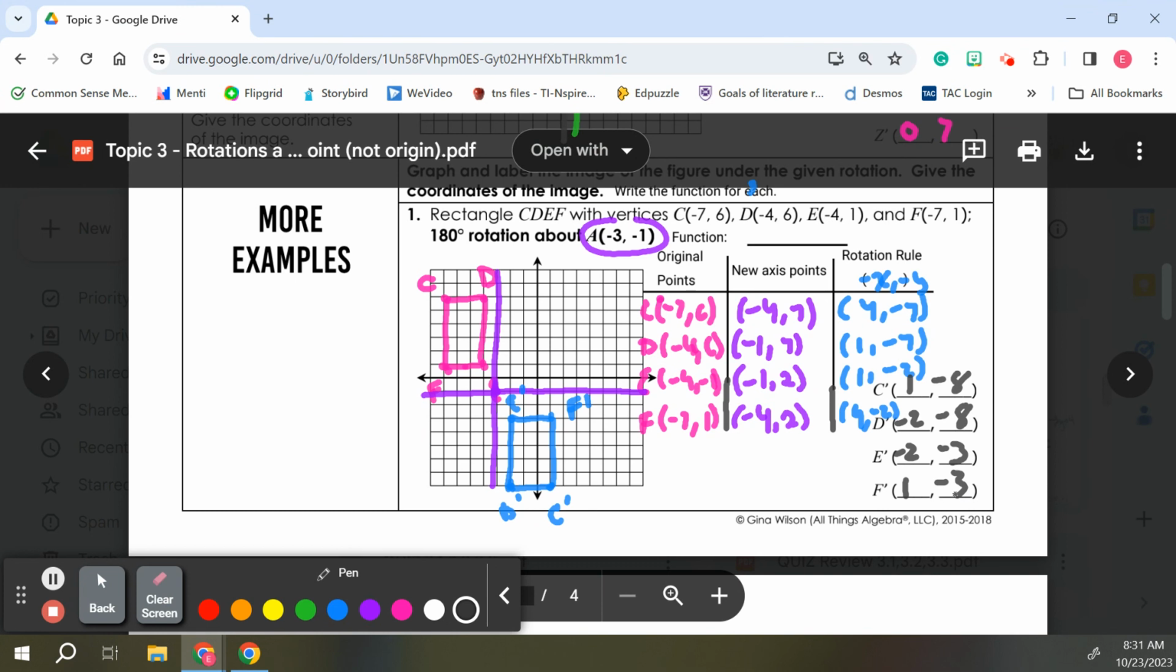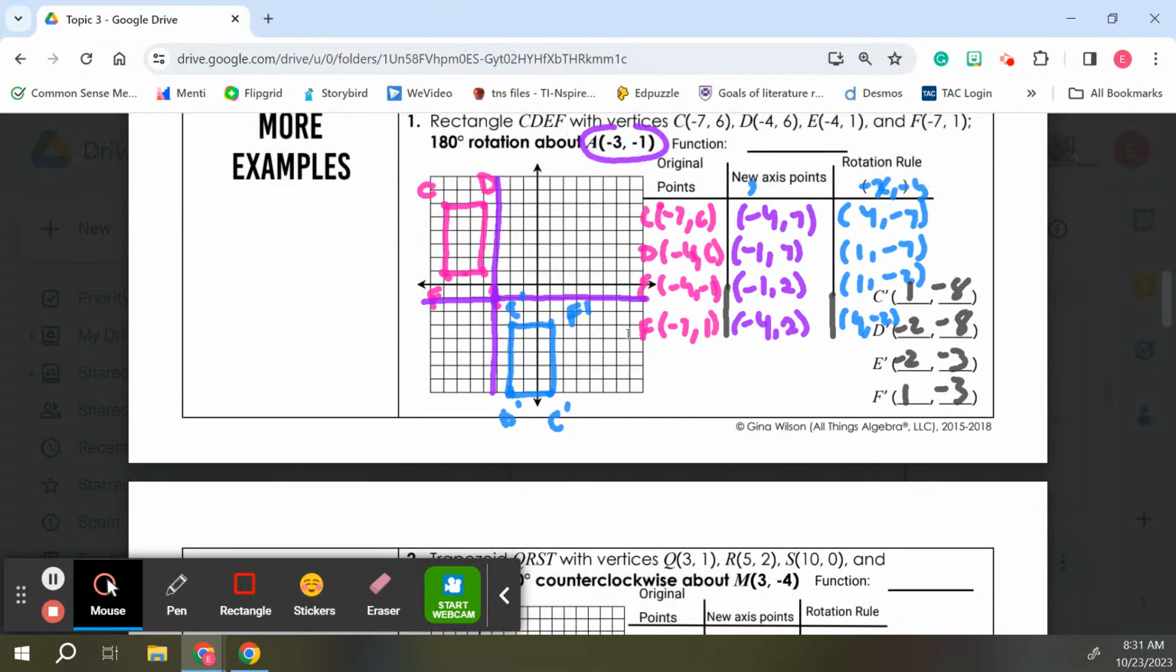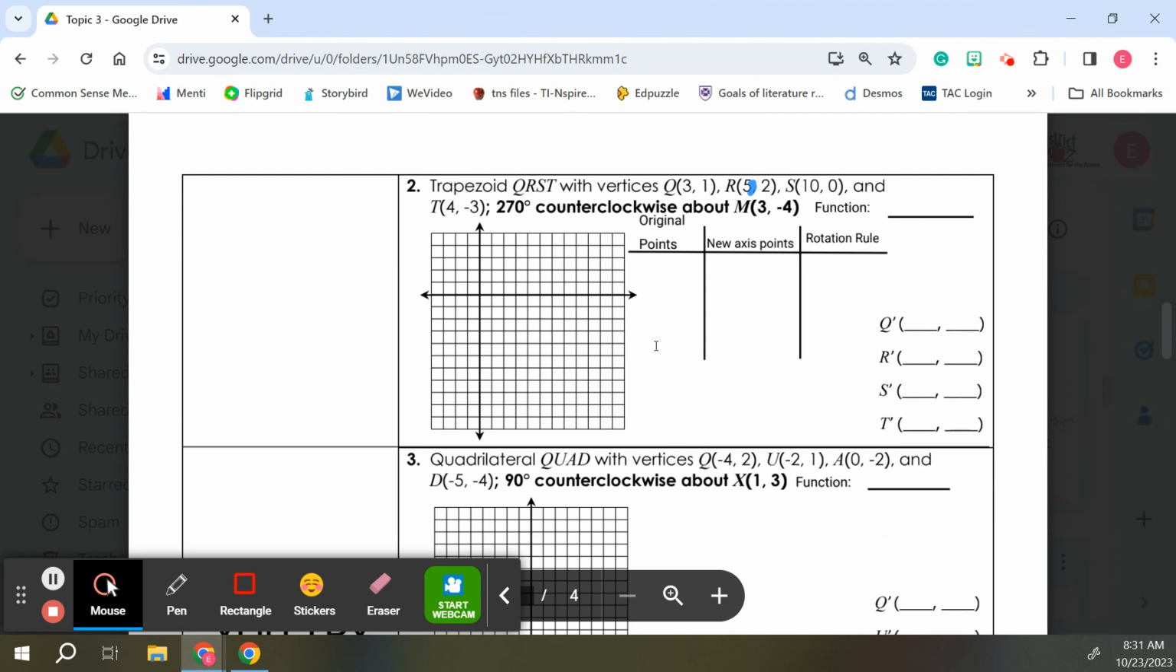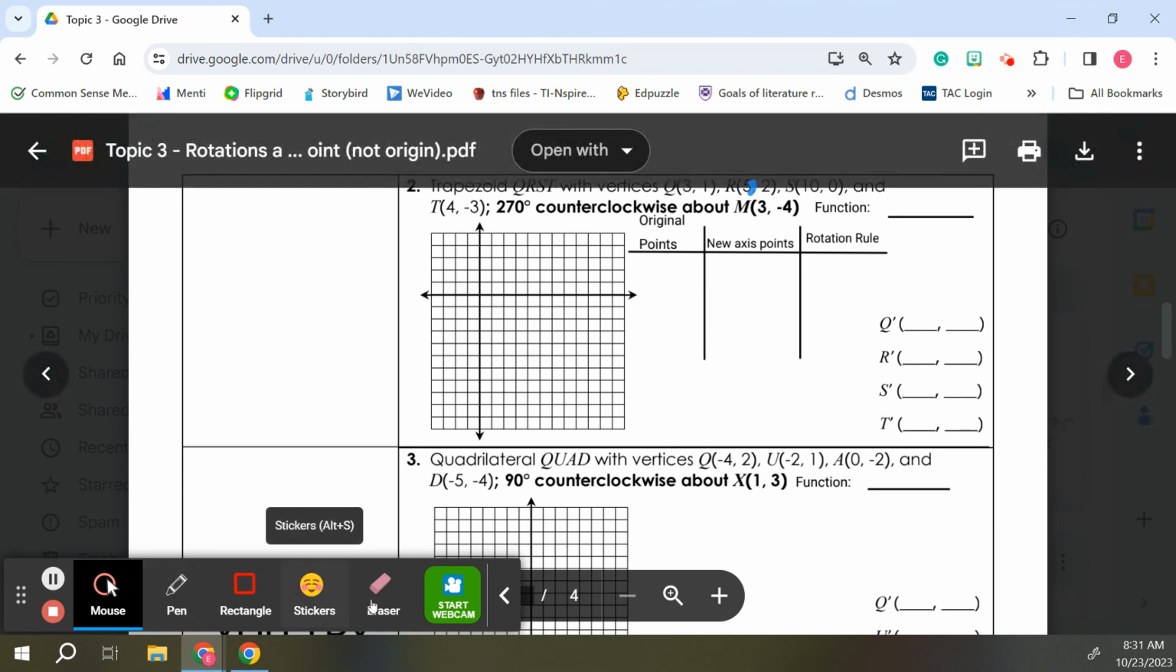I want to do a 270 with you guys on number 2, and then I'm going to leave 3 and 4 for you guys to try, and then we'll do it clockwise, okay? But I want to at least do the 270. I want you guys to have an example of each before you get into it by yourselves. All right. So again, why don't you take a moment and plot these points.